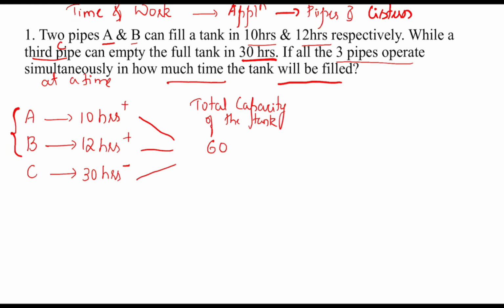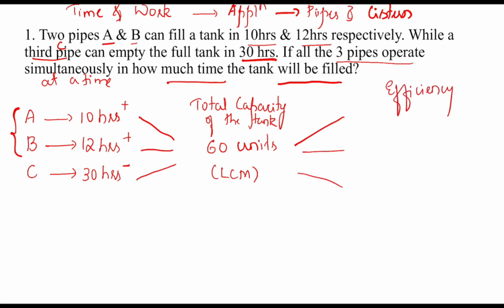So 60 is the LCM. So 60 units. So what is the capacity of the tank? It is 60 units. Okay. So now we will see the efficiency of each pipe.